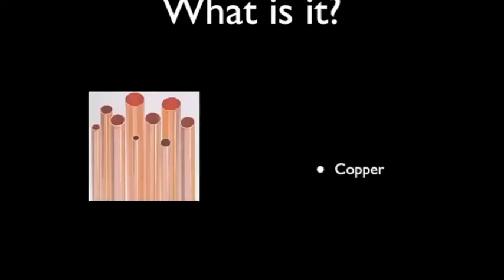How about copper? Copper cannot be broken down any further by physical means, which means it's a pure substance. And then the question is, is it in its simplest form? And copper is an element, so therefore it is in the simplest form as atoms. And therefore it is an element.